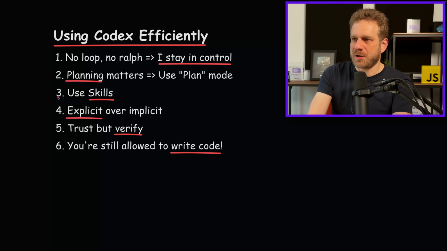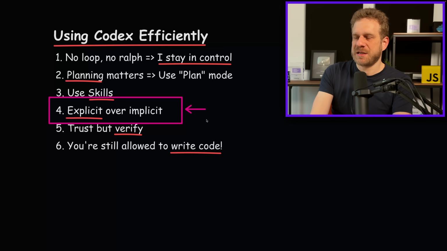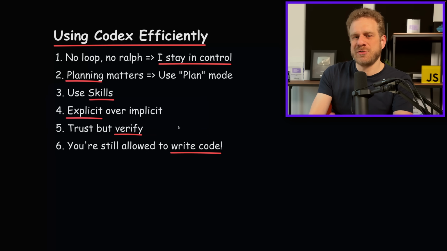Just as with Claude Code also, explicit over implicit still applies, and I'll get back to the skills part here. That still applies, and you still want to provide relevant context.